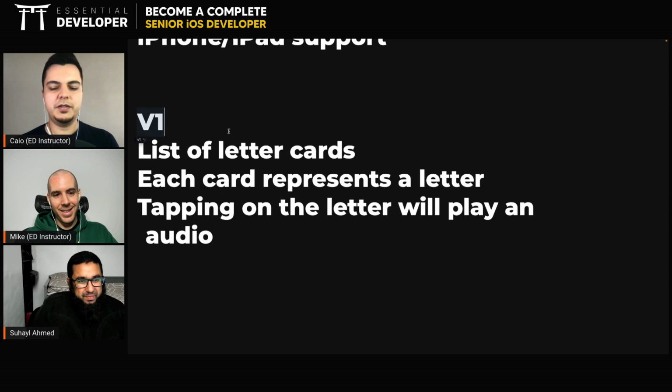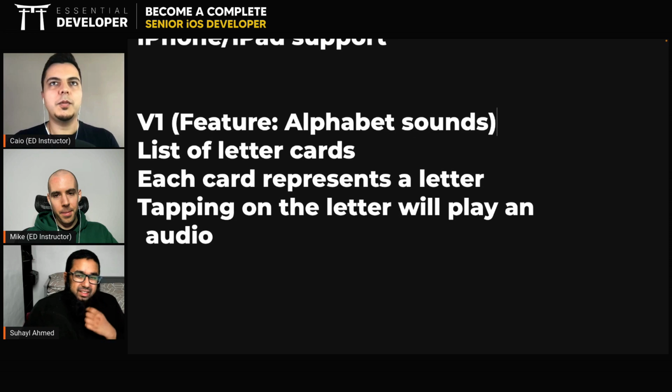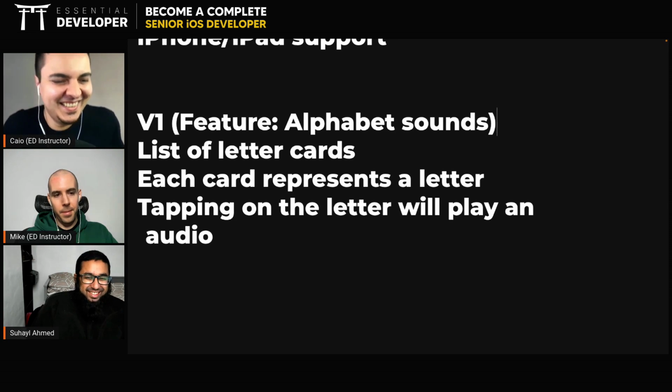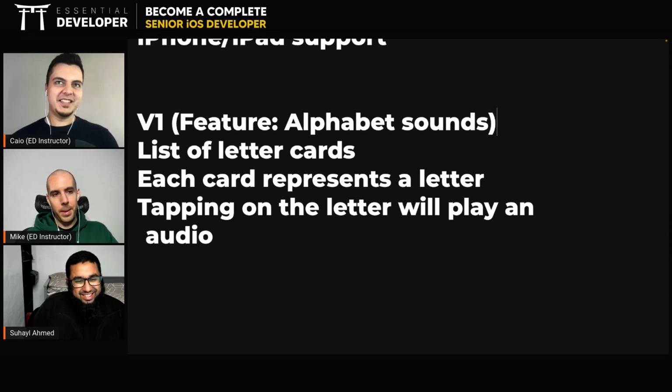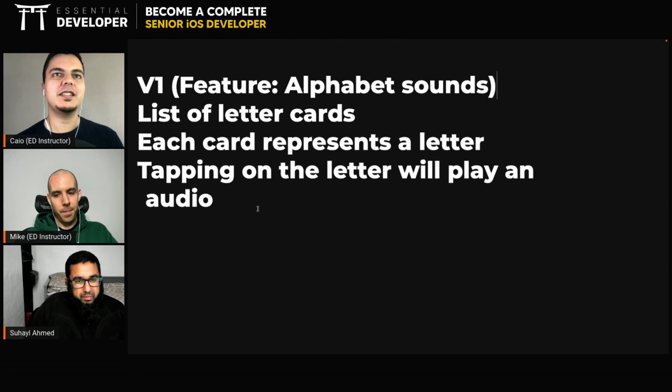So let's name this feature here. What would be this feature? Like alphabet or something like that. Yeah, maybe something like that. The alphabet itself. Alphabet sounds. That's it. The alphabet sounds feature. So list of letter cards. Each card represents a letter. Tapping on the letter will play audio. That's it. That's the first thing you need.